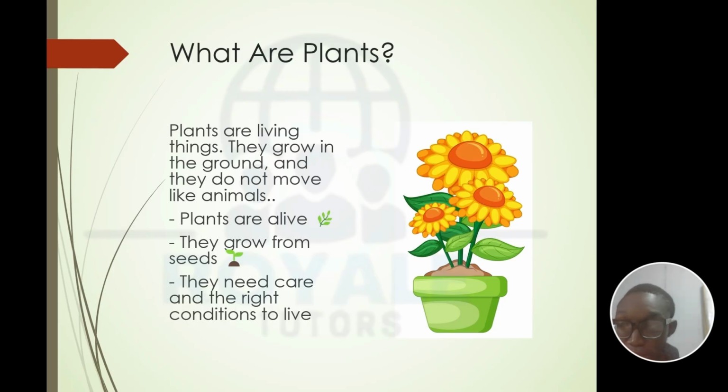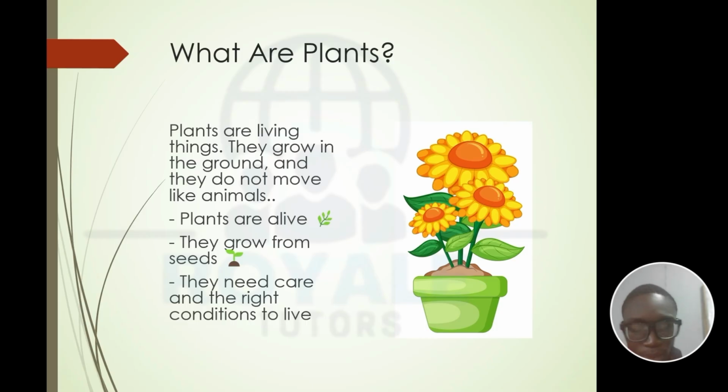Plants are actually alive because they're living things. Why? They move, they grow taller, so they can go from one height to another. They grow, they also have younger plants, and they produce seeds. So that means they are alive. And if they are alive, we must know how to care for them.